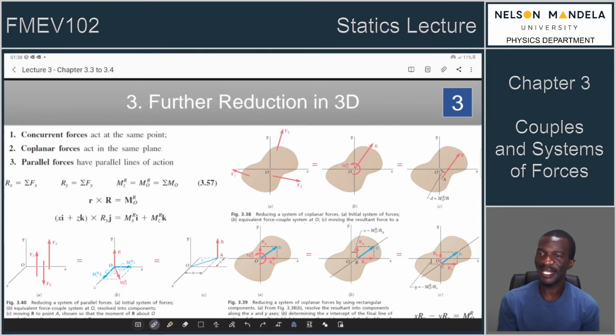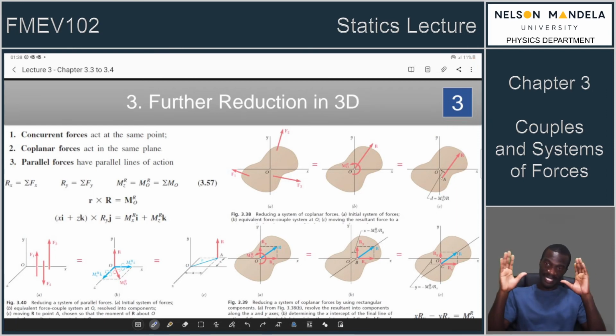So when we are discussing further reduction, all we are looking at are different ways of interpreting. So here we have concurrent forces that are acting at the same point. When you are reducing further in 3D, the goal is to reduce the many forces into just a single force. So what are the cases where we can find a single force? A single force is desirable, but you can't easily come across that. In reality, we always have a case where there's some turning effect.